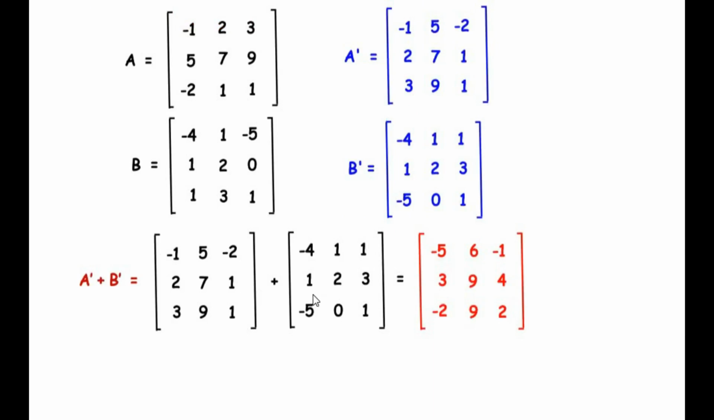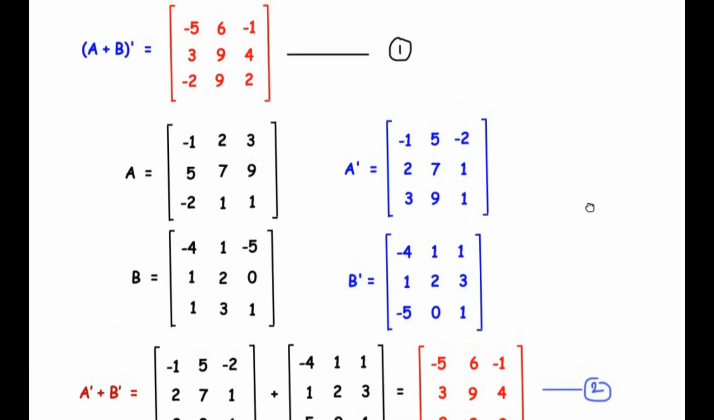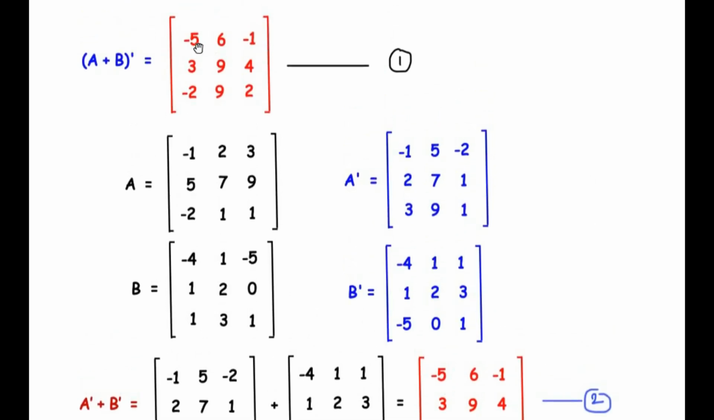The orders are same, so we can perform the element by element addition. Now after adding these two matrices, this is our resultant matrix of A transpose plus B transpose. So let us consider this as our equation 2. Now let us compare the elements of equation 1 and equation 2, starting with the first row elements. So here in the first row you can see that it is minus 5, 6 and minus 1. Here also we have minus 5, 6 and minus 1.